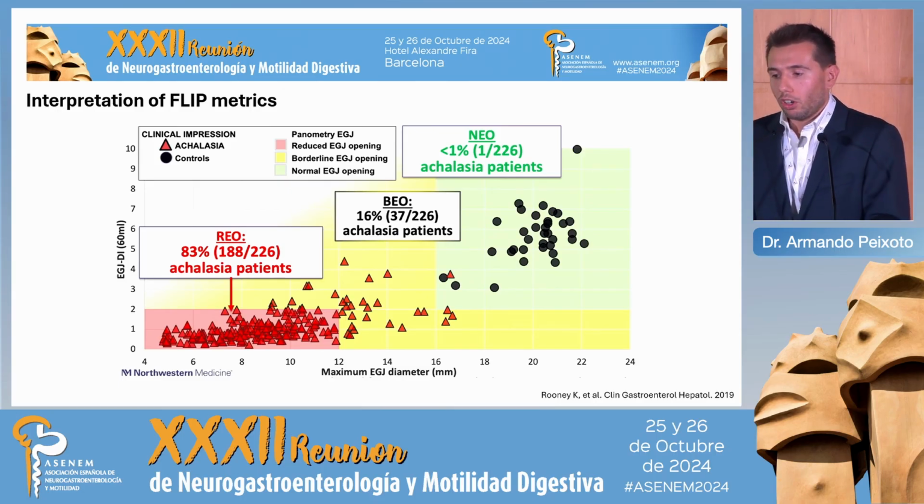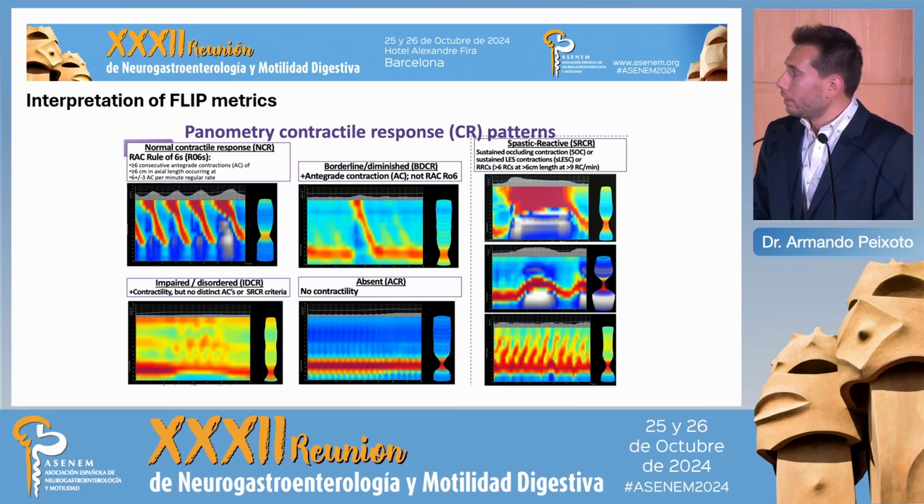And what can we see on the distal esophageal body? These are contractile patterns that are described at this moment. These are the normal response to distension, what we call the anterograde repetitive contractions that follow the rule of 6. There are to be 6 that follow each other with 6 centimeters in axial length, and there must be in median 6 contractions per minute. This is a normal response.